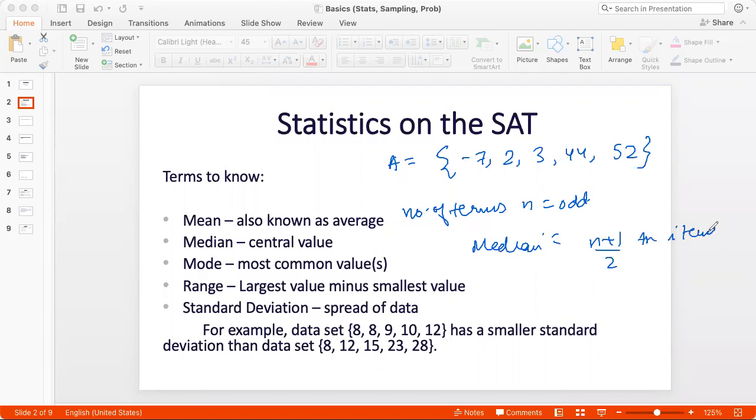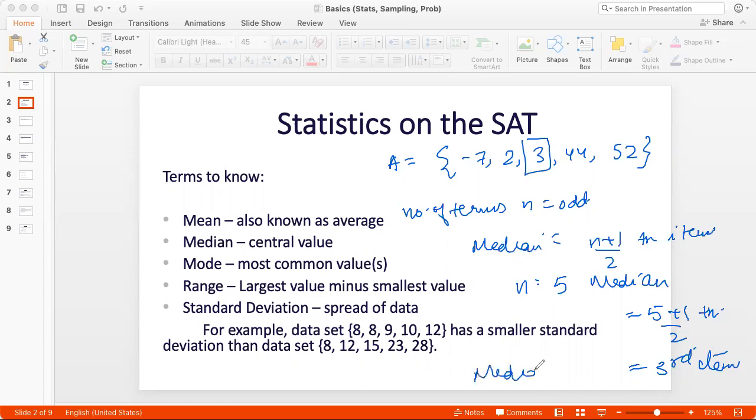What does that mean? So here I have 5, n is 5, which is odd. So my median would be the (5 plus 1) by 2th item, which is the third item. Because 5 plus 1 is 6 divided by 2 is the third item, which happens to be 3. So my median for this data set is 3, right? What if the number of terms is even? What happens then? Let's look at that.